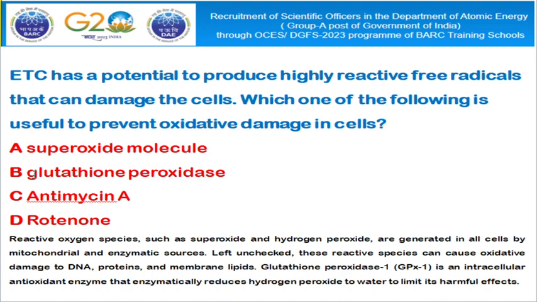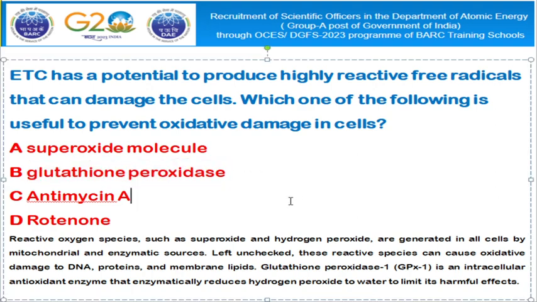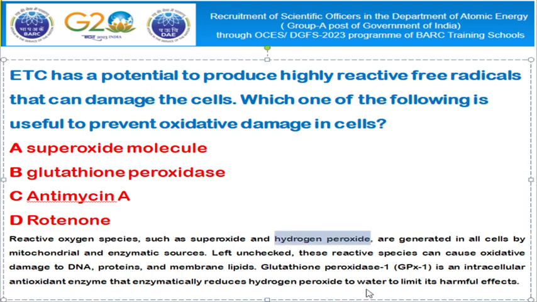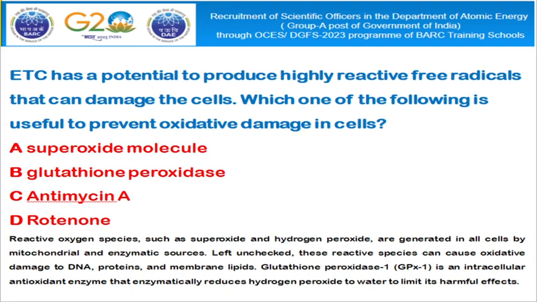Glutathione peroxidase is an intracellular cytosolic antioxidant enzyme. The main role of this enzyme is to reduce hydrogen peroxide into water enzymatically, thereby limiting the harmful effects of reactive oxygen species.